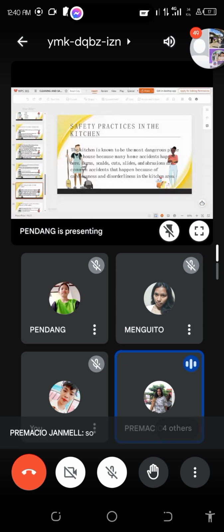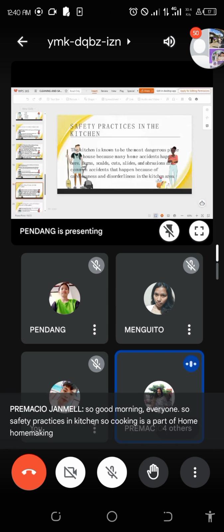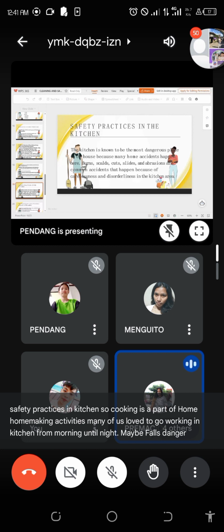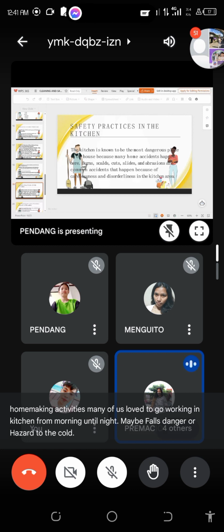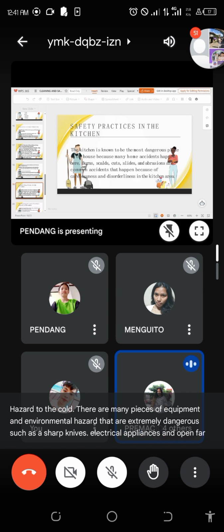Good morning, everyone. Safety practices in the kitchen. Cooking is a part of homemaking activities. Many of us love to cook, but working in the kitchen from morning until night may pose danger or hazard to the cook. There are many pieces of equipment and environmental hazards that are extremely dangerous, such as sharp knives, electrical appliances, and open fire by the oven.